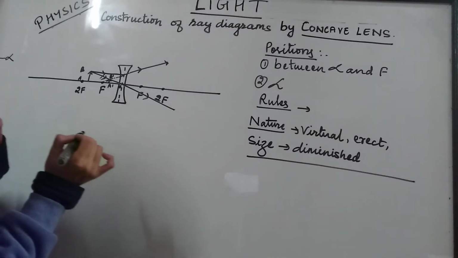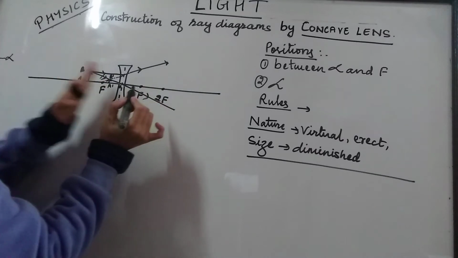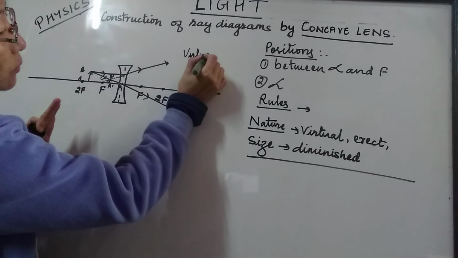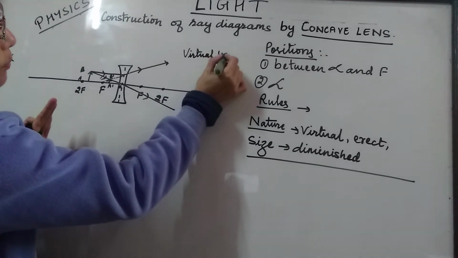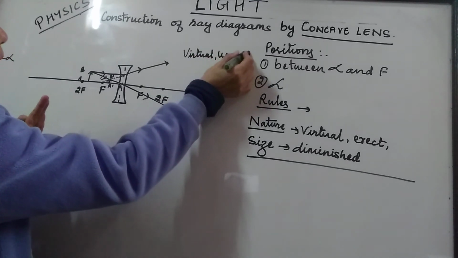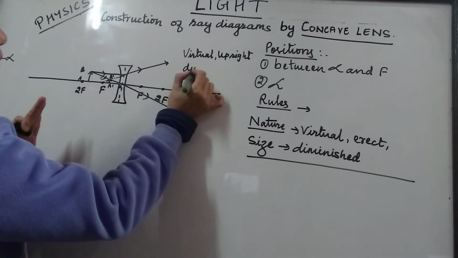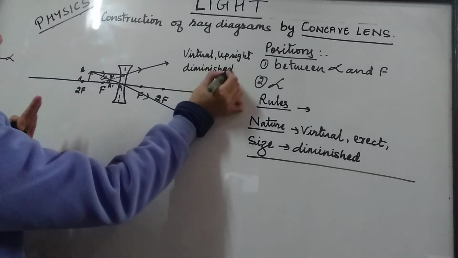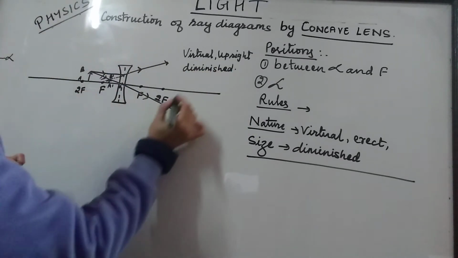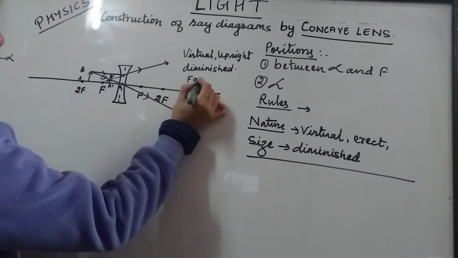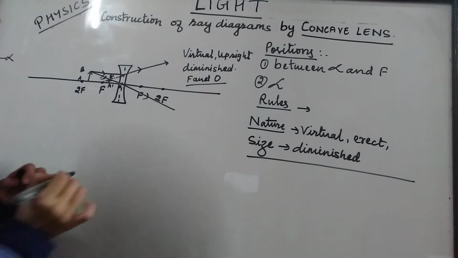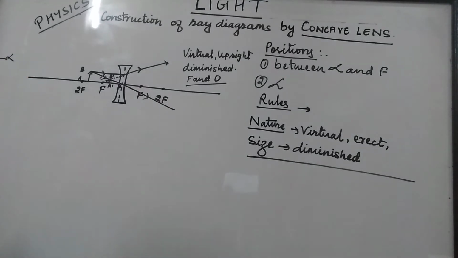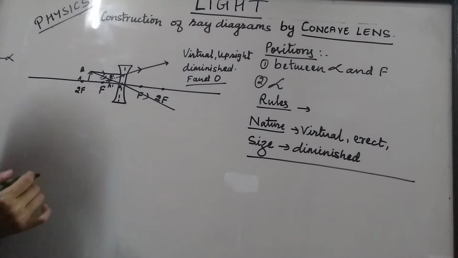Now you can see the nature of the image is virtual, because it is on the same side as the object. If it is virtual, then it is always upright, standing up. And it is diminished, smaller in size. The position is in between F and O, focus and optical center. This is the ray diagram construction for the first position, object between infinity and the focus.